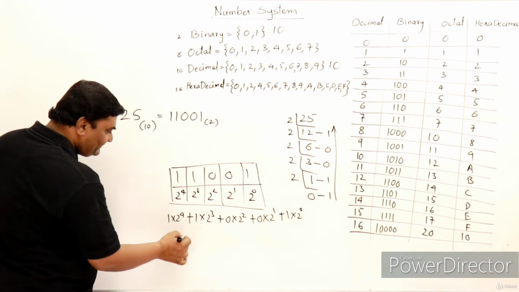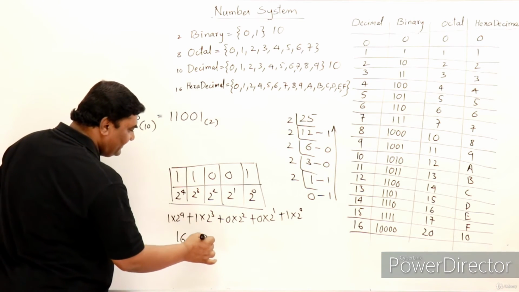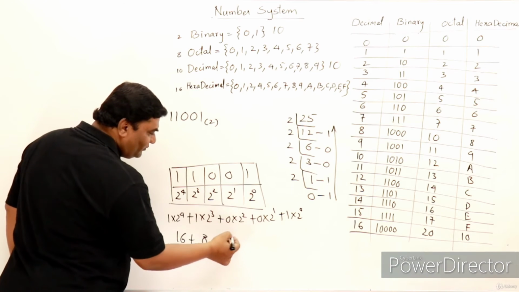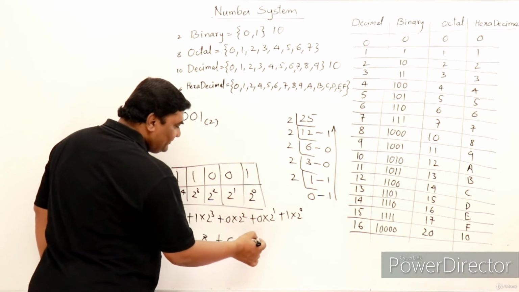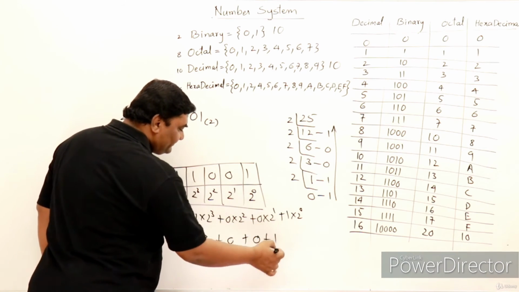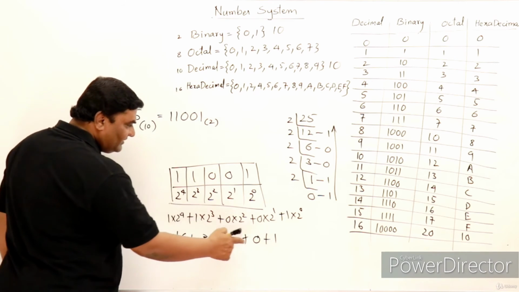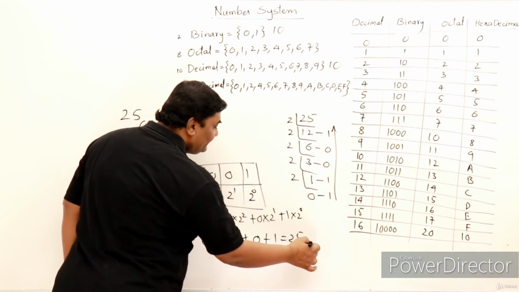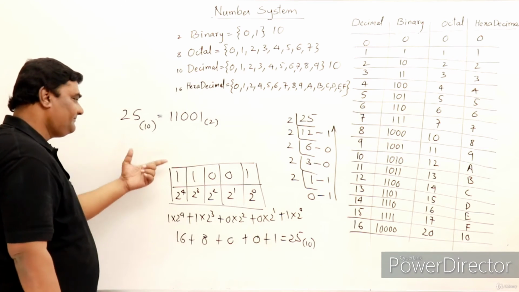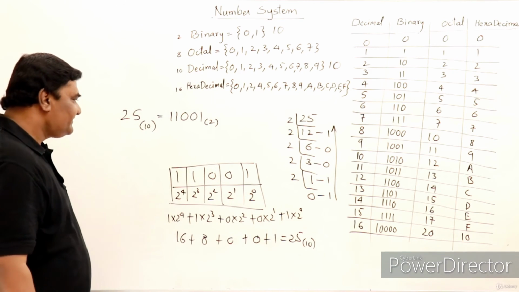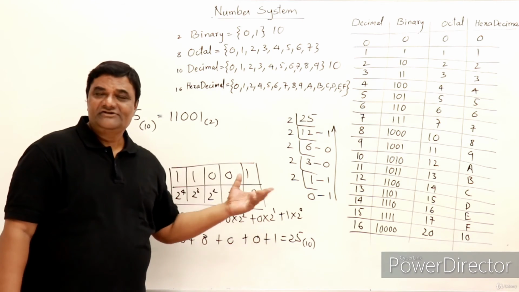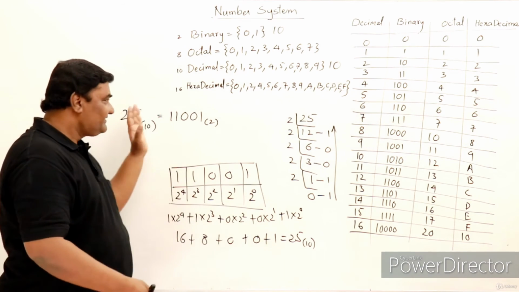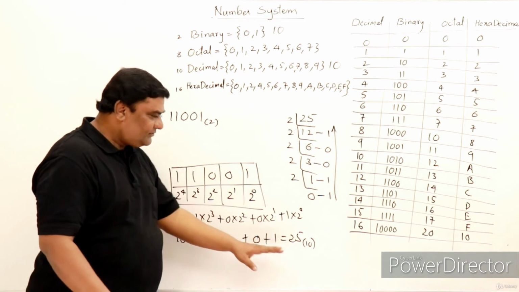This is how much? 16 plus this is how much? 8 plus, 0 multiplied by anything is 0 only, 0 multiplied by anything is 0, and this is 1. So how much is this? 24 plus 1. So this is 25. So we got 25 in the decimal number system. This is how the conversion is done. So that's it, this is sufficient. I have shown you a decimal number in binary and binary back to decimal.